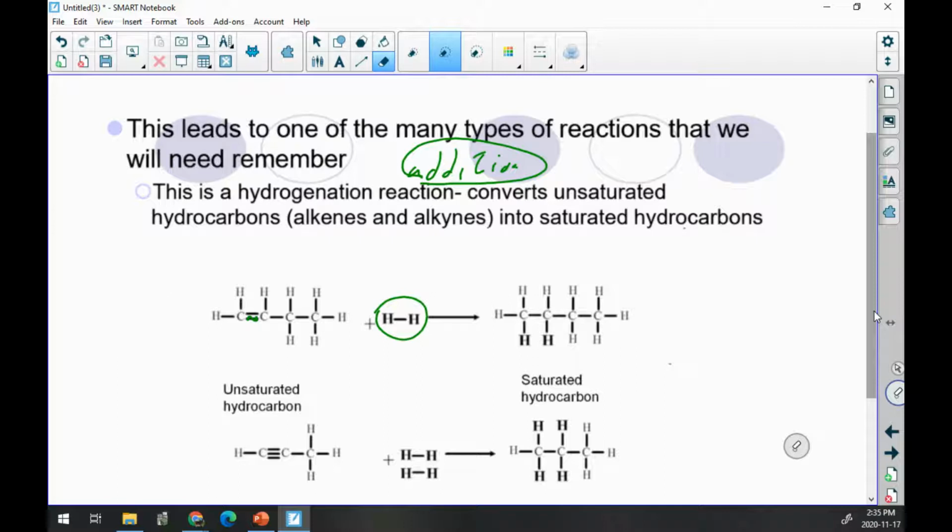Same thing here. You have a triple bond, and you can form a saturated by hydrogenating, adding extra hydrogens to this. So an addition reaction is basically unsaturated plus a small molecule to give saturated or more saturated, depending upon if there might be more bonds to break. But essentially, you're breaking a double or a triple bond in an addition reaction.